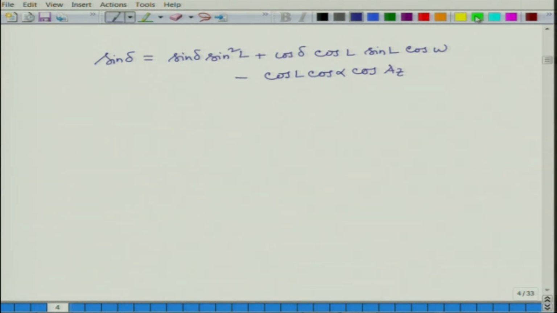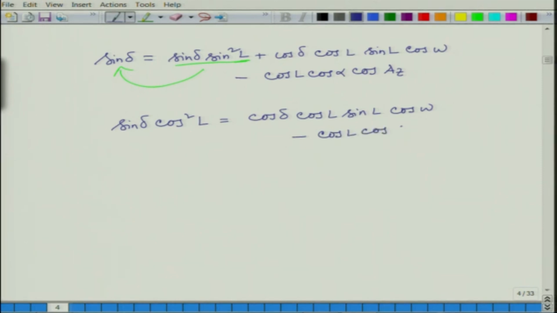Now, here do you see some connection? If you bring this particular term to the left hand side, you will get sin delta outside and within the parenthesis you will get 1 minus sin square L, right. 1 minus sin square L will give you cos square L. So, sin delta into cos square L will be equal to cos of declination, cos of latitude, sin of latitude, cos of hour angle minus cos of latitude, cos of altitude and cos of solar azimuth angle. Okay. This is simple.